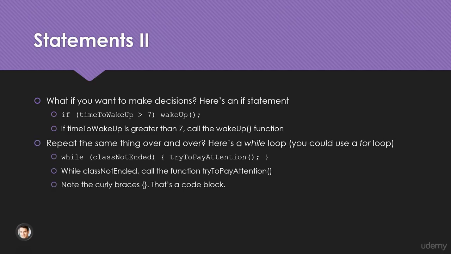You can repeat the same thing over and over again. So if you use a while loop, for example, while class not ended, call the function, try to pay attention. You notice the curly brackets, which is basically a code block. And what it's saying is while the variable class not ended, try to pay attention. You could use a for loop as well. That's just a different type of loop.